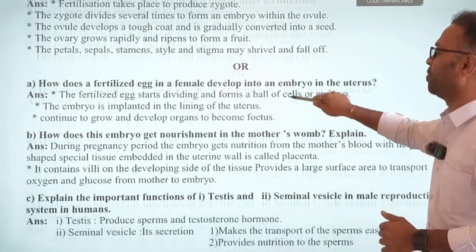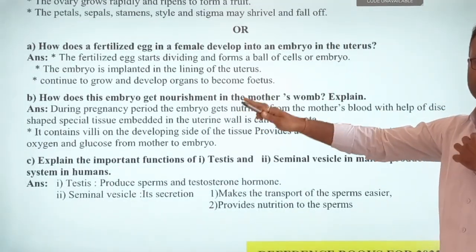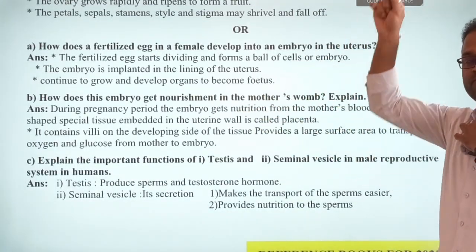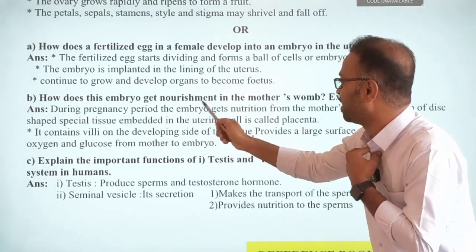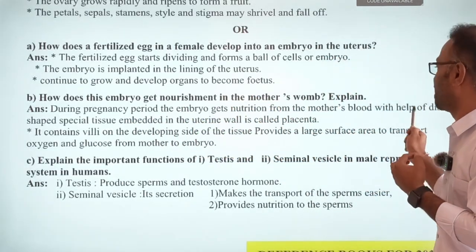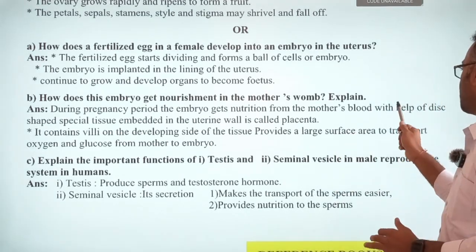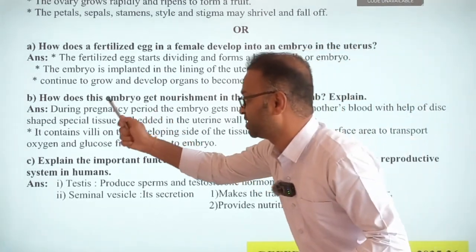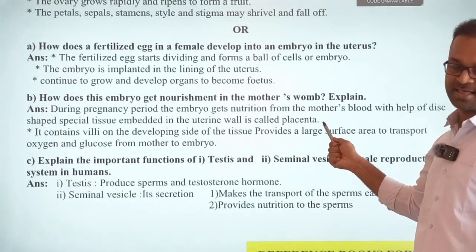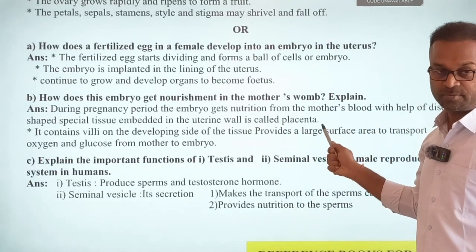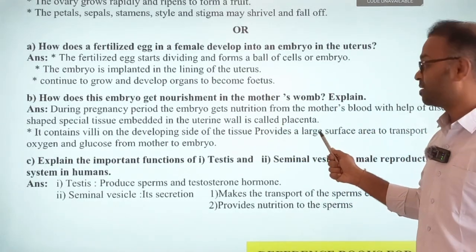Very, very important. Every year they ask on the placenta concept. If they miss this, they will go for menstruation. See here. During the pregnancy period, the embryo gets nutrition from the mother's blood with the help of a disc-shaped special tissue embedded in the uterine wall, called the placenta. Write this line properly. Placenta. See here.